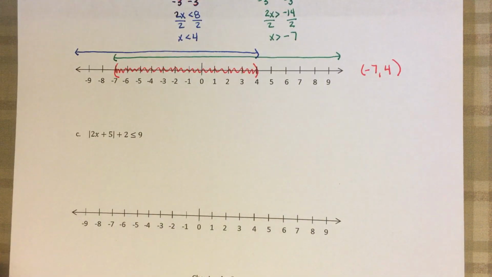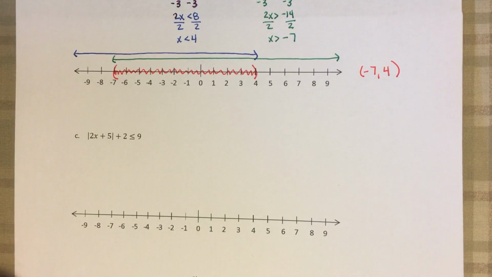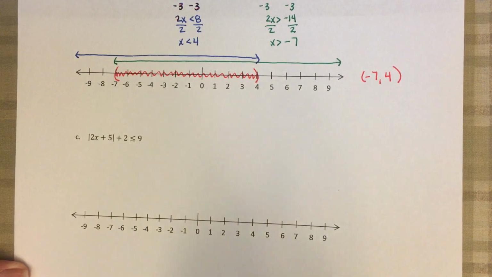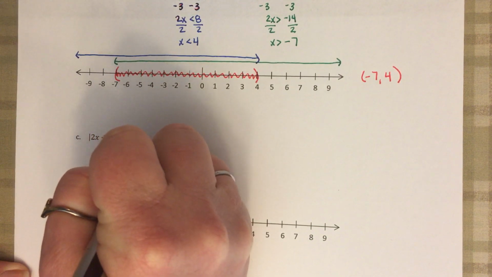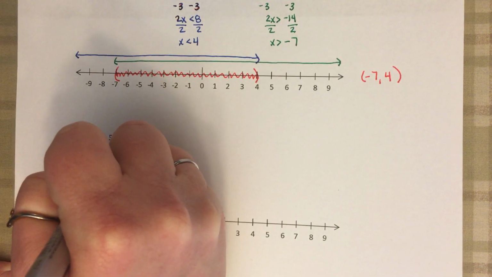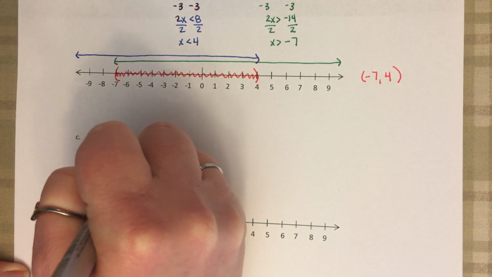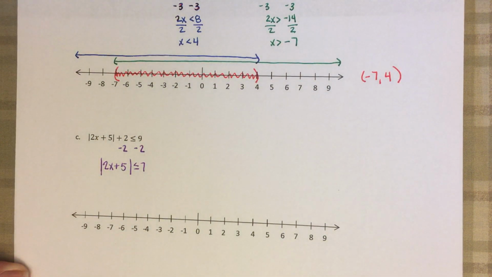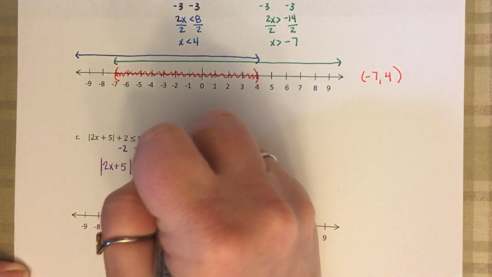Now this last one on this page, notice that the only difference is instead of just starting with our absolute value by itself on one side, we have an extra number. Just like we did back in chapter 2 when we were solving absolute value equations, the first thing we want to do is make sure that our absolute value is isolated. So we're going to subtract 2 from both sides, leaving our absolute value symbol here. So we have the absolute value of 2x plus 5 is less than 7. Now that we have isolated our absolute value on the left, we're going to rewrite our inequalities.